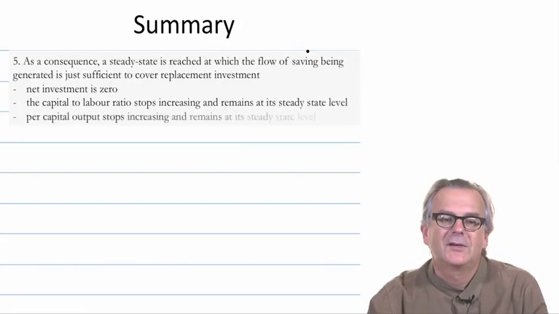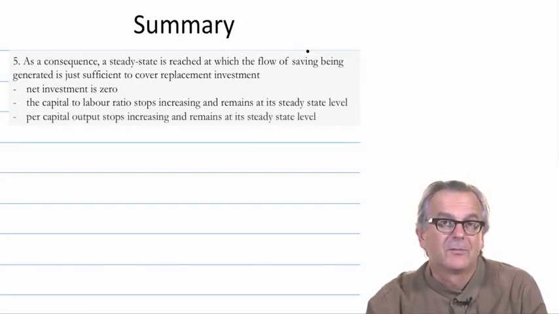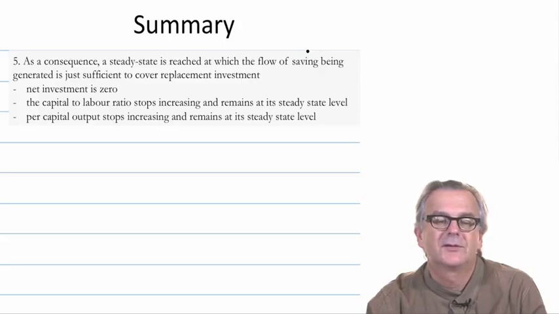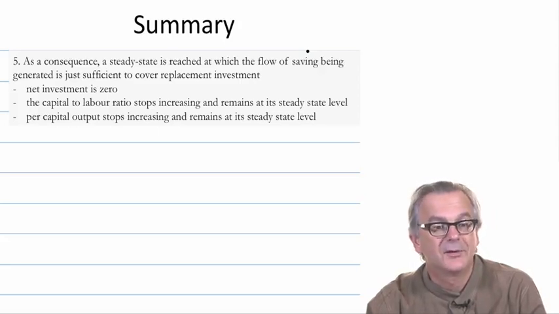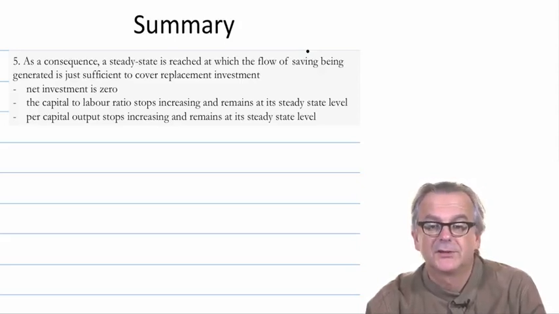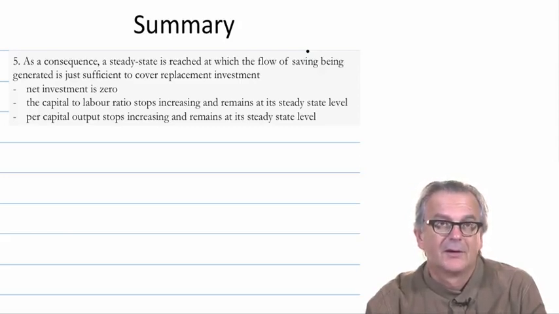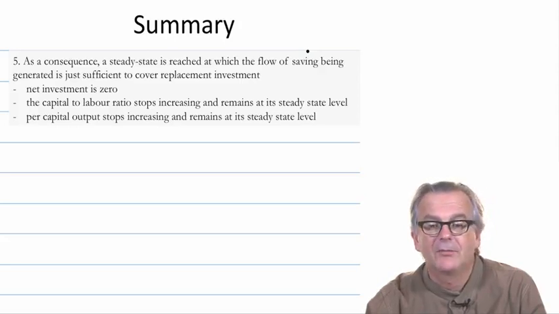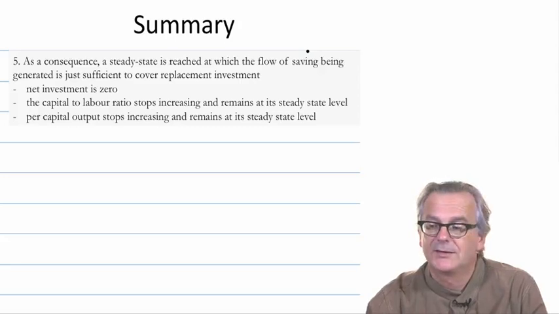Eventually, this means a steady state will be reached. And the steady state will be reached when that flow of saving is just sufficient. No more, no less, but just sufficient to cover the economy's replacement investment needs. There's nothing left over for net investment. The capital to labour ratio stops increasing and the economy is at the steady state. The implication of that is there is no further growth in per capita income, which also remains at its steady state level.